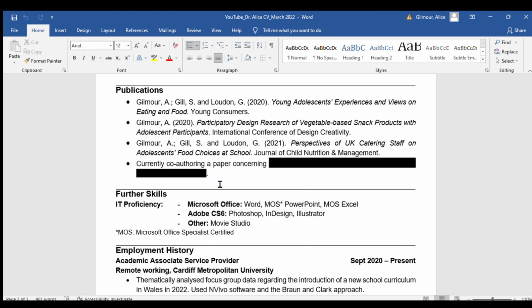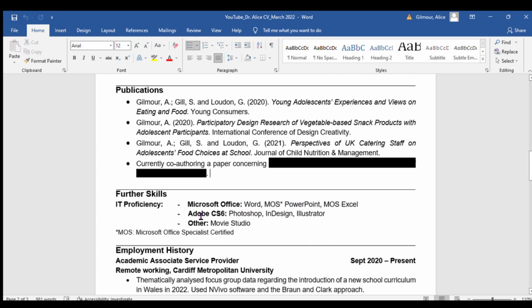And then I kind of hope by the end of 2022 I will have 2 or 3 more papers published. And then you want to include your further skills. So during the PhD I did these Microsoft Office specialised certified courses for PowerPoint and Excel. That was a free course that the university was running. It took quite a long time, but I think it's good because it kind of shows that you can use these programs. Yeah, so IT proficiency is there.